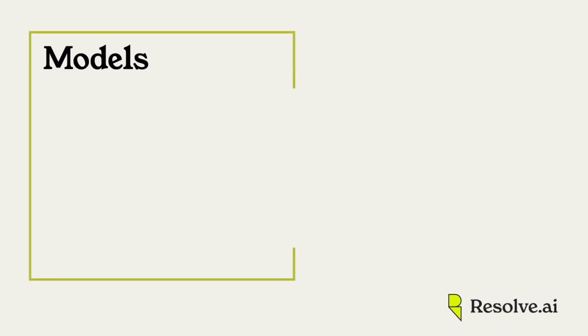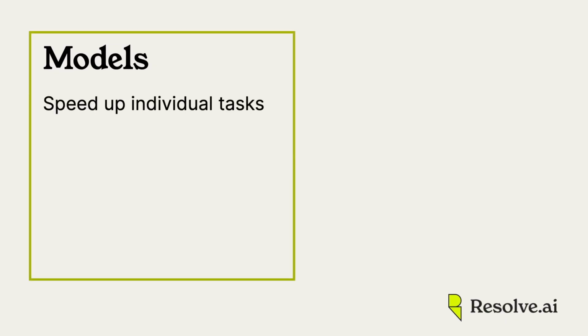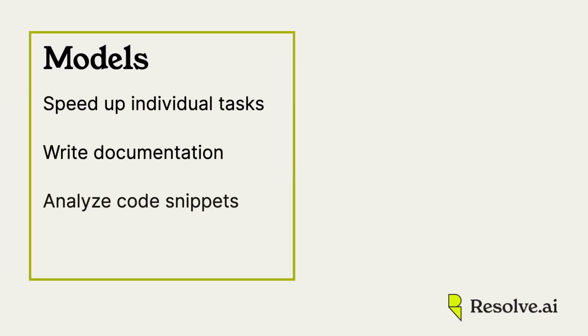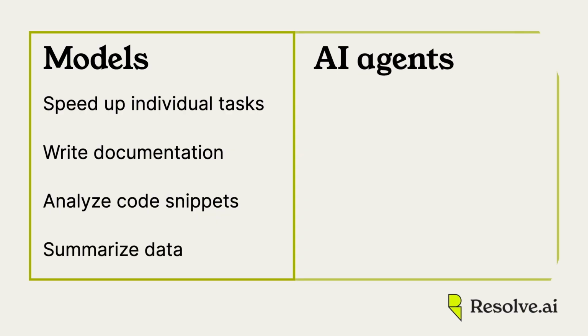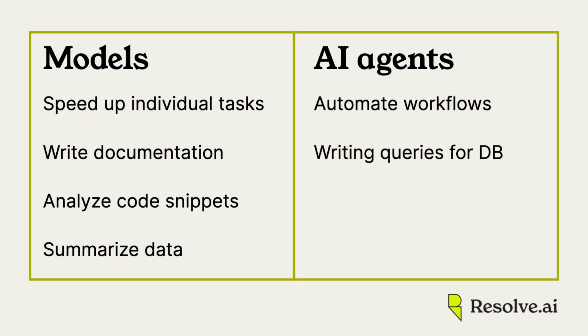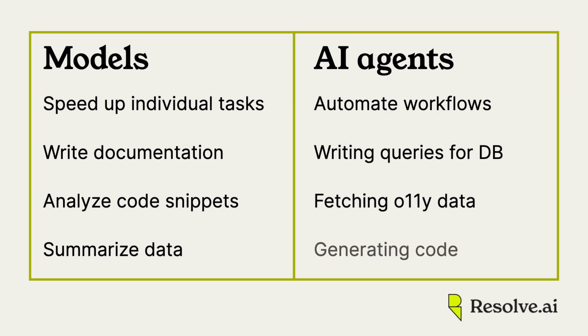First, models came in. They helped us speed up individual tasks, writing documentation, analyzing code snippets, summarizing data, and much more. Then came AI agents. They helped us automate our work within individual tools, be it writing queries for your database, fetching observability information, or the most popular use case we all know, writing code.